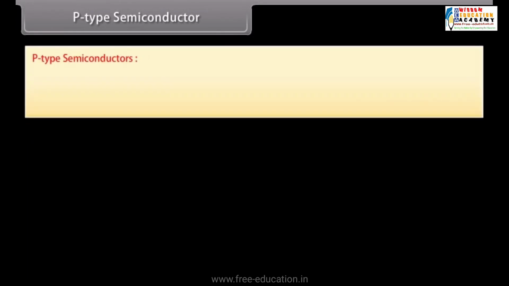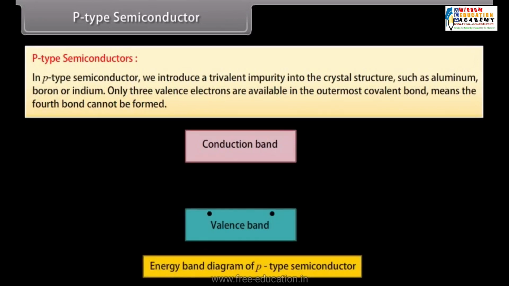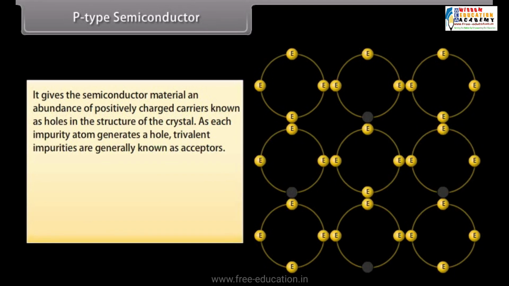P-type semiconductors. In a P-type semiconductor, we introduce a trivalent impurity into the crystal structure, such as aluminium, boron, or indium. Only 3 valence electrons are available in the outermost covalent bond, which means the 4th bond cannot be formed. It gives the semiconductor material an abundance of positively charged carriers known as holes in the crystal. As each impurity atom generates a hole, trivalent impurities are generally known as acceptors.